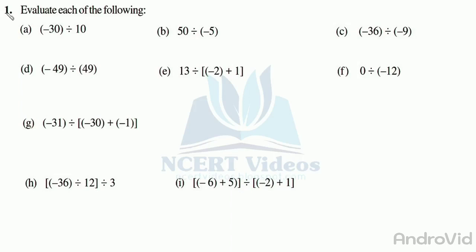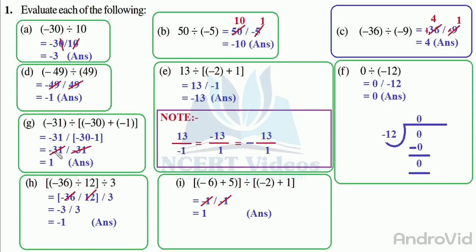Question 1. Evaluate each of the following. So these are the questions which we have to evaluate, that is, we have to simplify them and find the final answer. So A part is minus 30 divided by 10. This division can also be written as minus 30 as it is, divided by 10. The zeros get cancelled out, and we are left with minus 3. Therefore it is your answer.